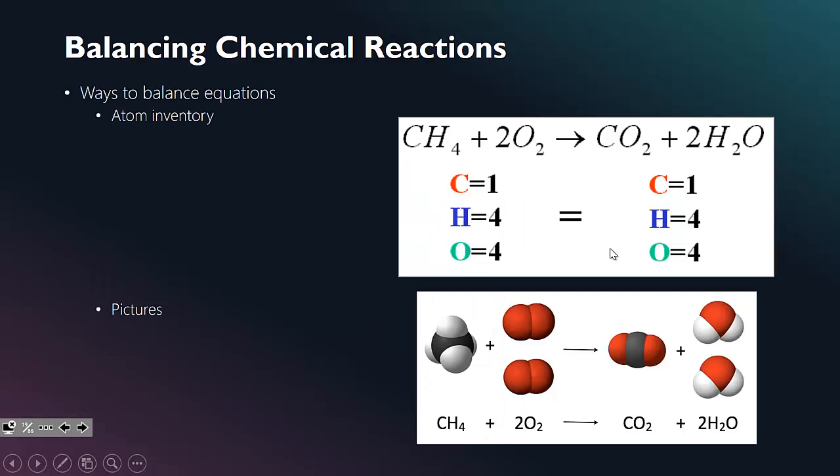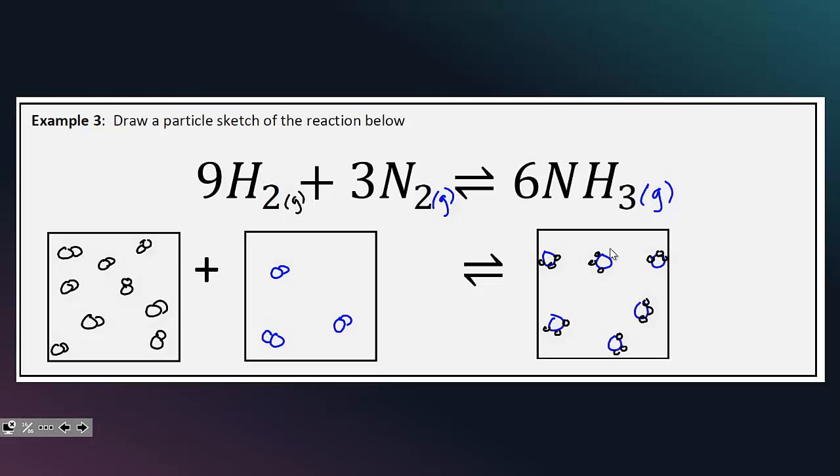Now, there are many ways to do balancing. Personally, I do atom inventories, so that is what I'm going to show you. However, you could just as easily do particle sketches. This shows a balanced reaction. In reality, you want the lowest coefficients possible. So 9 to 3 to 6, that is not the simplest ratio. I could pull a 3 out of here, giving me 3 to 1 to 2. That would be a balanced equation.